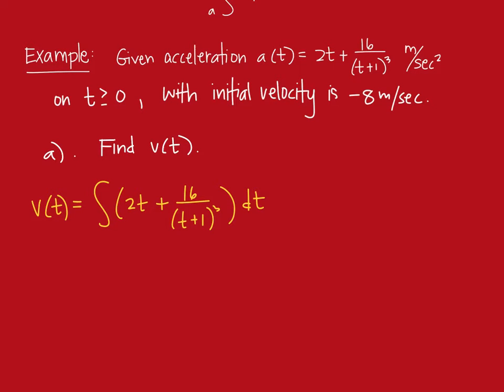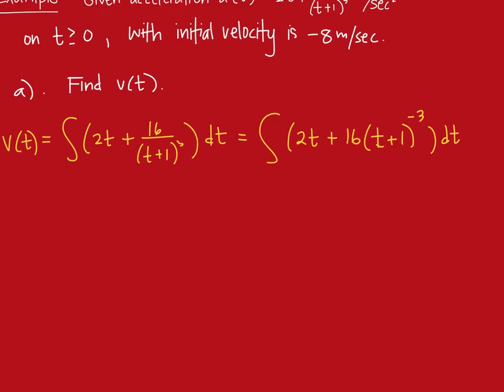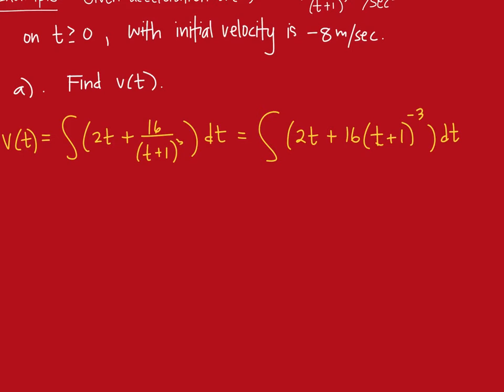So for the antiderivative here, you may want to rewrite this as 2t plus 16 times t plus 1 to the -3. It always helps me to rewrite it with a negative power when I'm working on my antiderivatives.